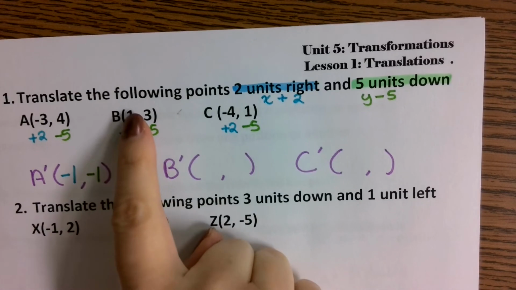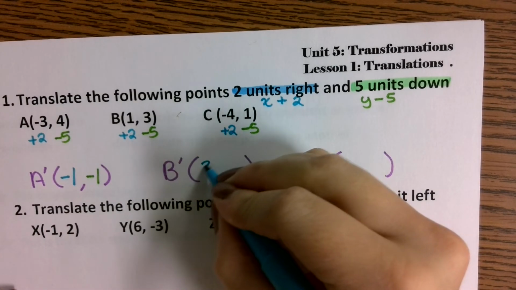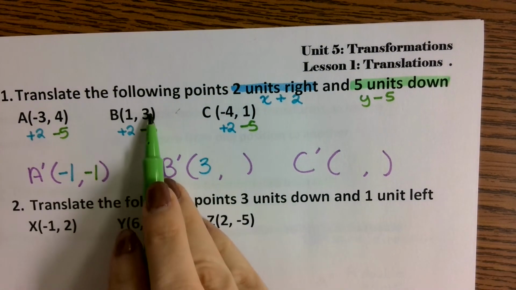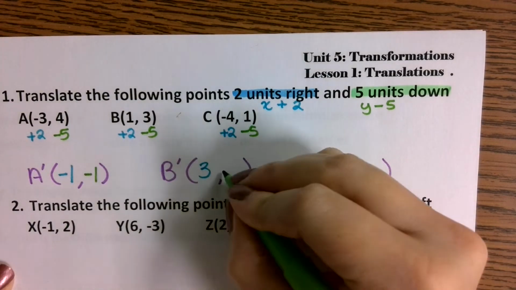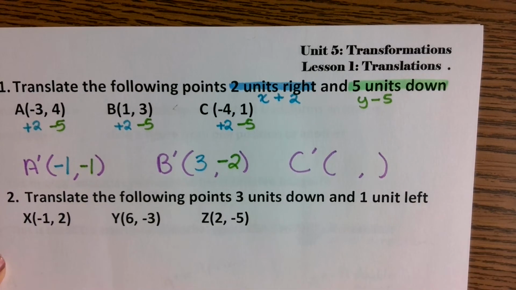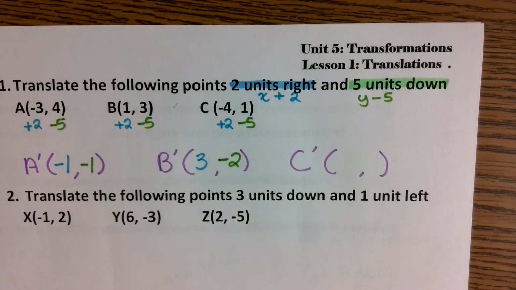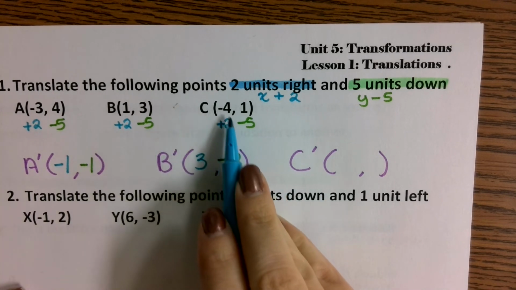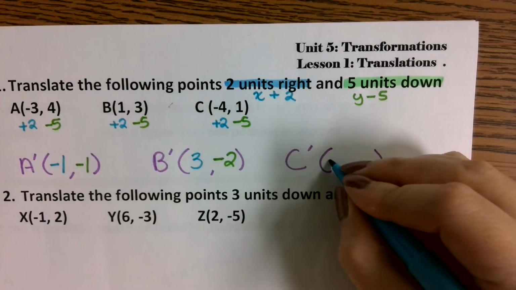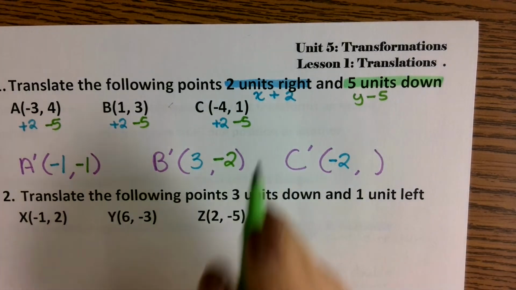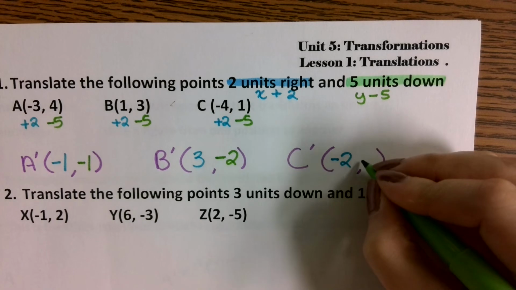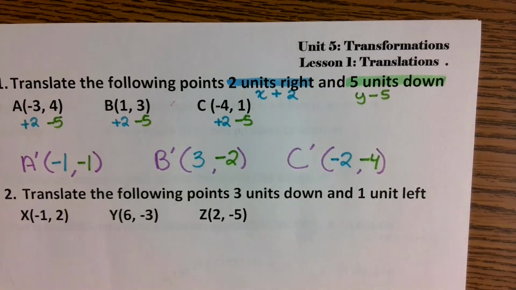For B prime, we do 1 plus 2, which is a positive 3. And we do 3 minus the 5. That comes out to a negative 2. So B prime is located at the point 3, negative 2. And then C prime, we're going to take negative 4 and add 2. That gives us negative 2. And we're going to take 1 and subtract 5. That gives us negative 4. So there's where C prime is located, at negative 2, negative 4.